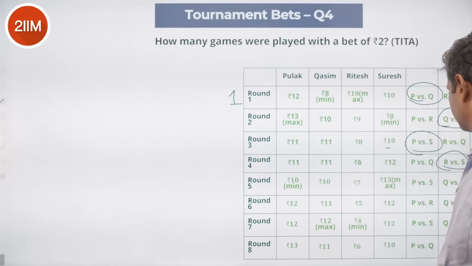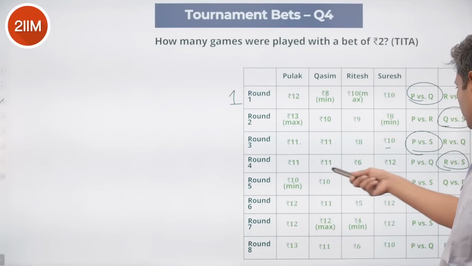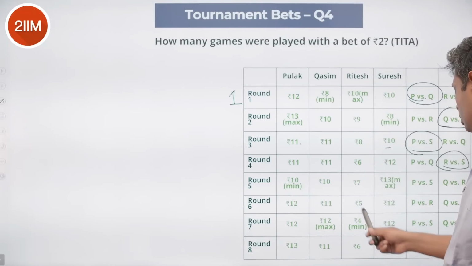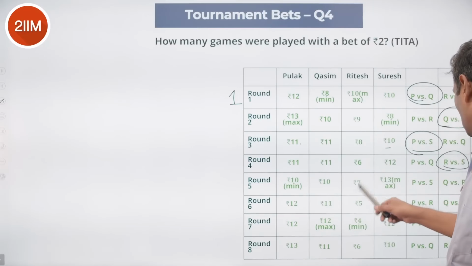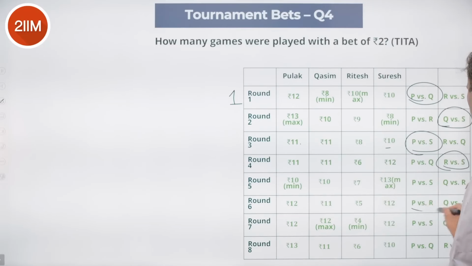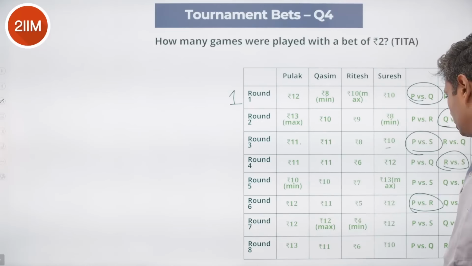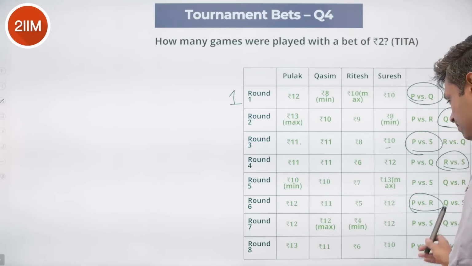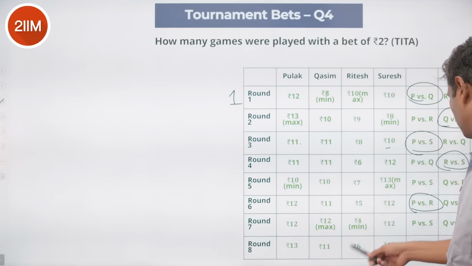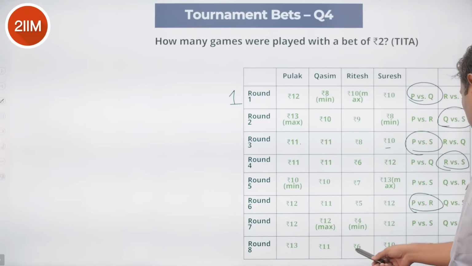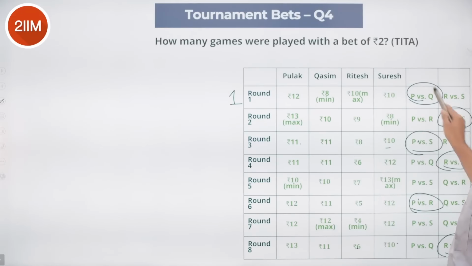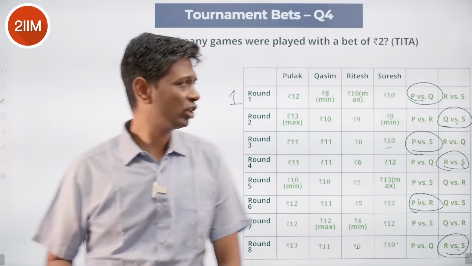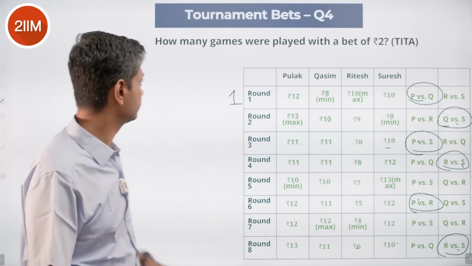Round 5, +1, +1, -1, -1, both 1 rupee games. +2, -2, P versus R. Here, these two didn't play, those two played with 1 rupee each, that doesn't count. 12 becomes 13, 12 becomes 11, 4 becomes 6, 6 becomes 12, 4, 6, this one, which is R versus S, is a 2 rupee game. 1, 2, 3, 4, 5, 6. The total number of games, 6 of them were 2 rupee games.